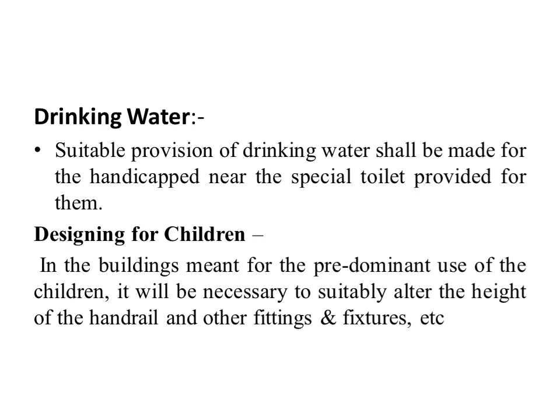Then the next provision is drinking water. Suitable provision of drinking water shall be made for the handicapped near the special toilet provided for them. Then designing for children. In the buildings meant for the predominant use of children, it will be necessary to suitably alter the height of handrails and other fittings and fixtures, etc.